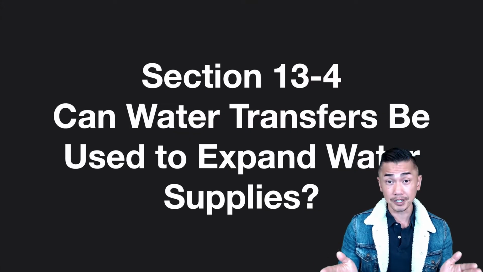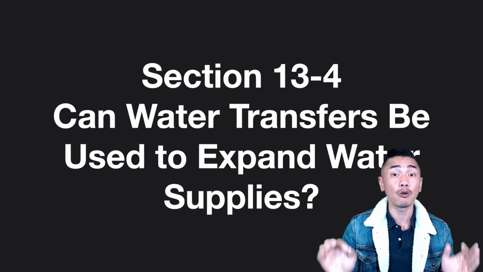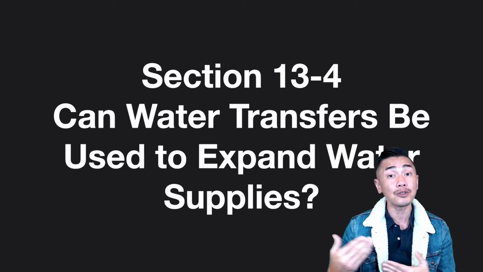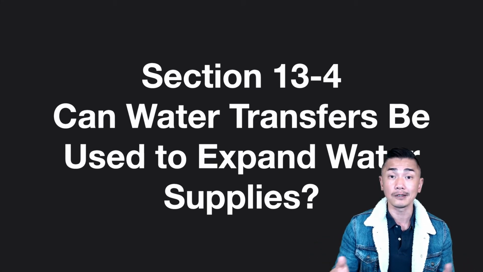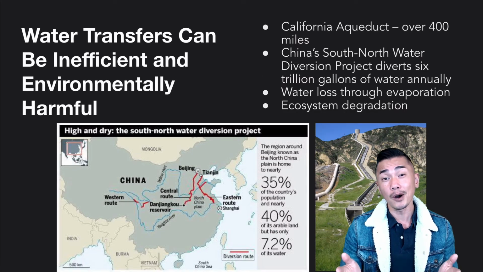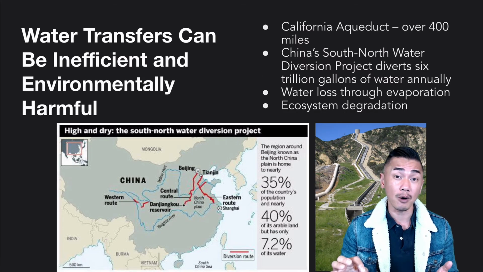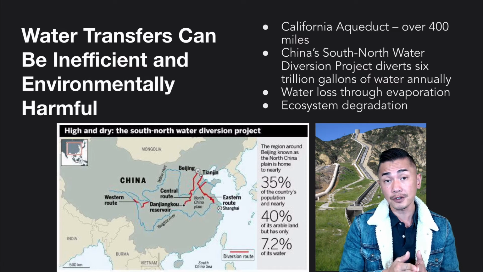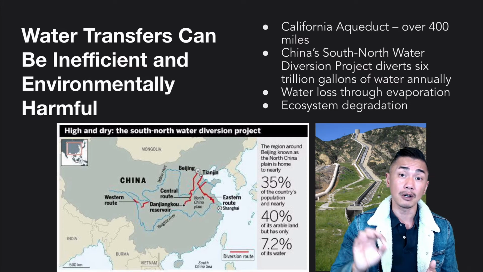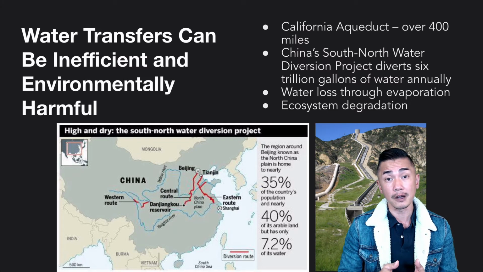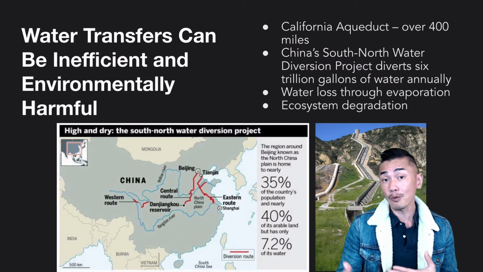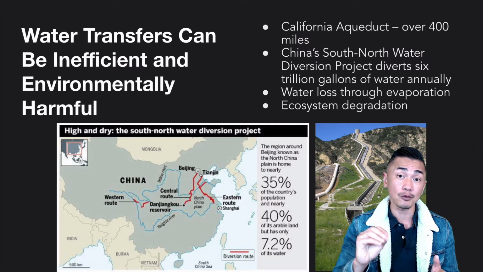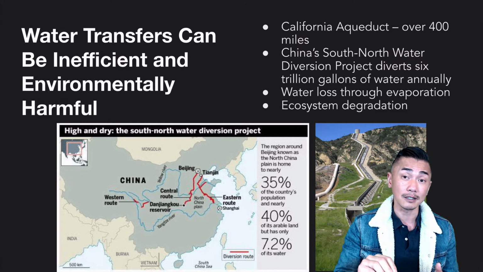In section 13.4, we're going to talk about water transfers and how they can expand water supplies. A water transfer is a transfer of water from one river to another. Water transfers are accomplished by building river diversions and pipelines. The purpose of a water transfer is to send water where it is most needed.